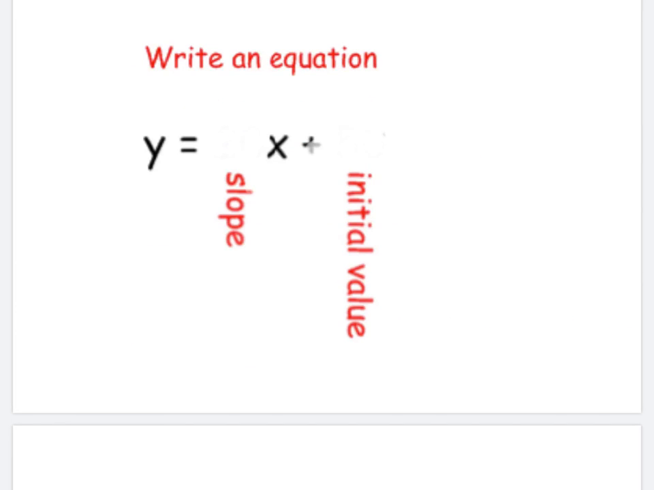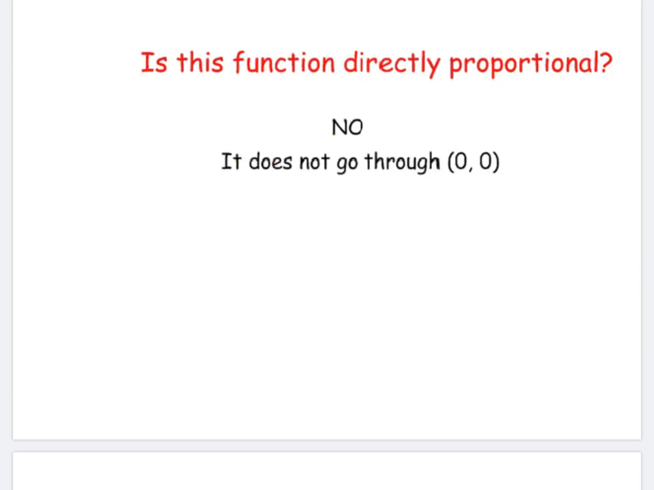Then we want to write an equation. Remember, slope-intercept form is y equals mx plus b, where slope is the m and b is the y-intercept. In order to write our equation, we can take those two values that we just found and substitute them in. So our equation should be y equals the slope, which we found was 20x, plus the initial value. And the initial value that we just came up with was 50. So our equation for this particular function is y equals 20x plus 50.